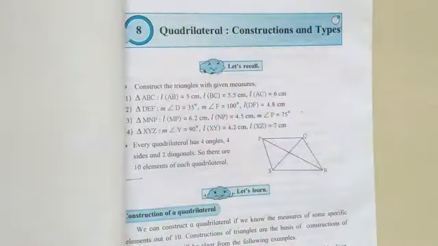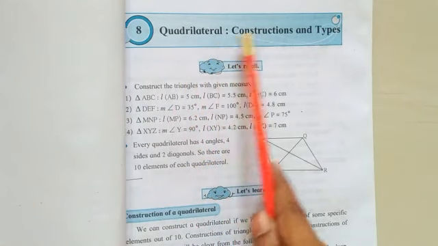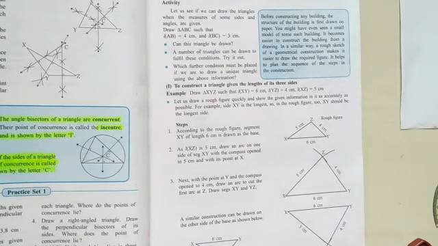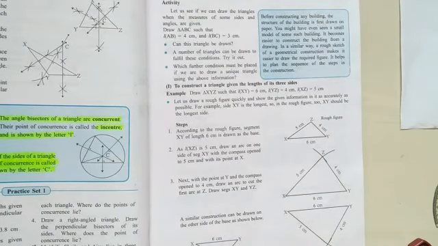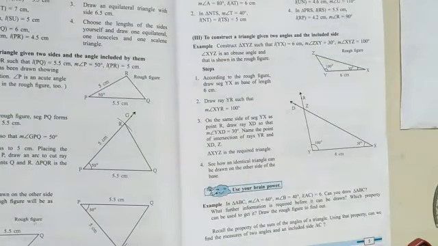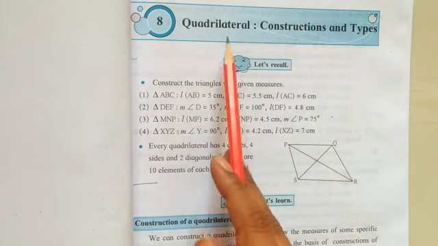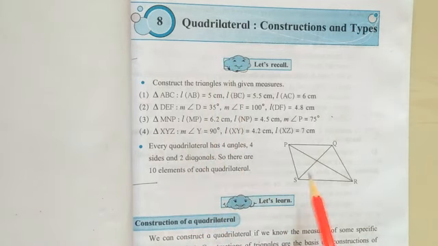Now students, let's start our new unit, that is quadrilateral, its construction and types. Students, in your last standard you have studied and are very much aware of the construction of a triangle. If you remember it, then you can get an idea of how to construct the triangle if the measurements are given properly. In the same way, today we are going to see how to construct the quadrilateral. But before that, let's become aware of the concept of quadrilateral.